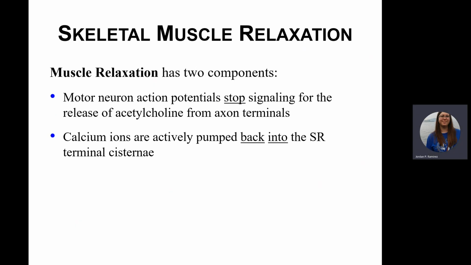This is actually botulinum toxin. Kind of cool. All right, so we talked about all the multiple steps of muscle contraction. Let's talk about muscle relaxation. Muscle relaxation, when compared to muscle contraction, is a whole lot simpler. Muscle relaxation has two components. The motor neuron action potential will stop signaling for the release of acetylcholine from axon terminals, and calcium ions are pumped back into the sarcoplasmic reticulum terminal cisternae.